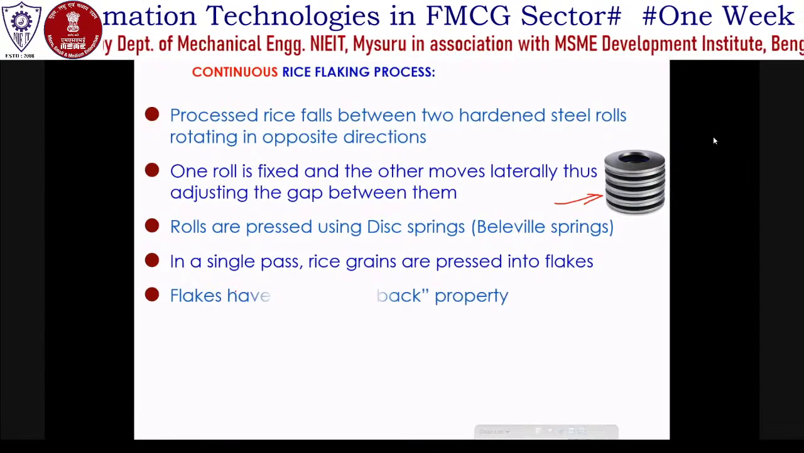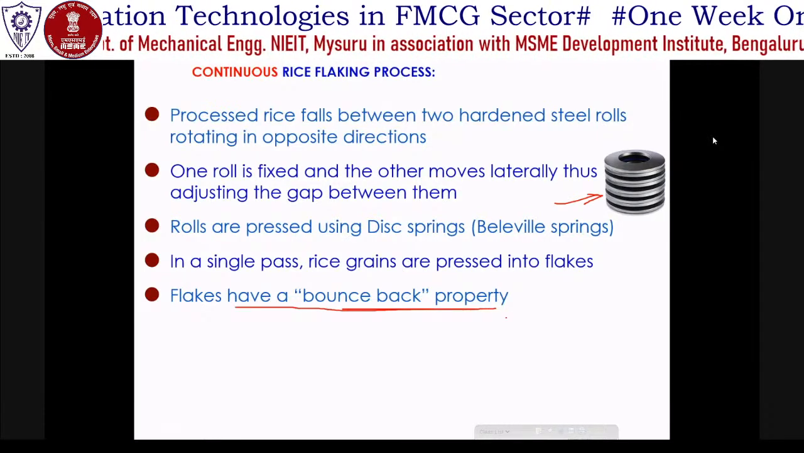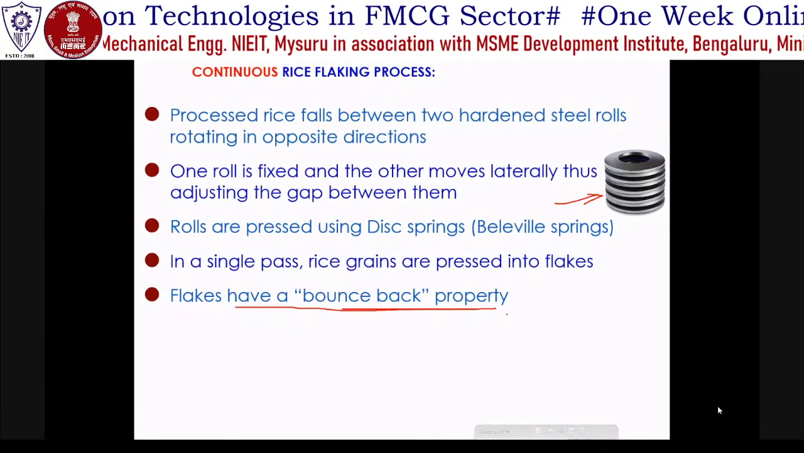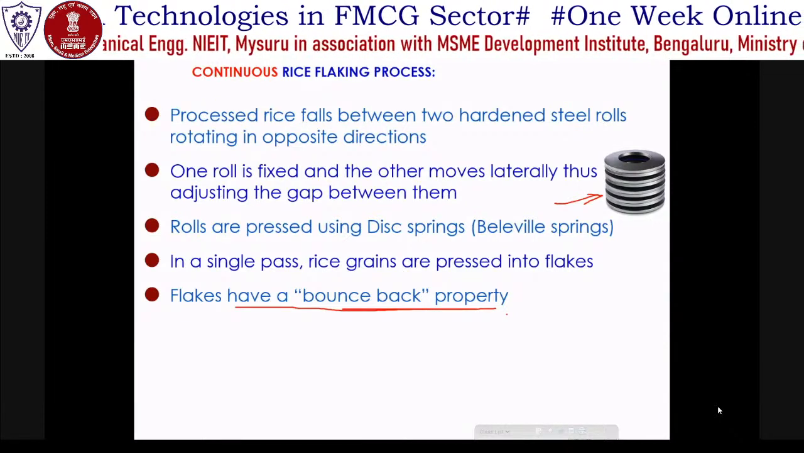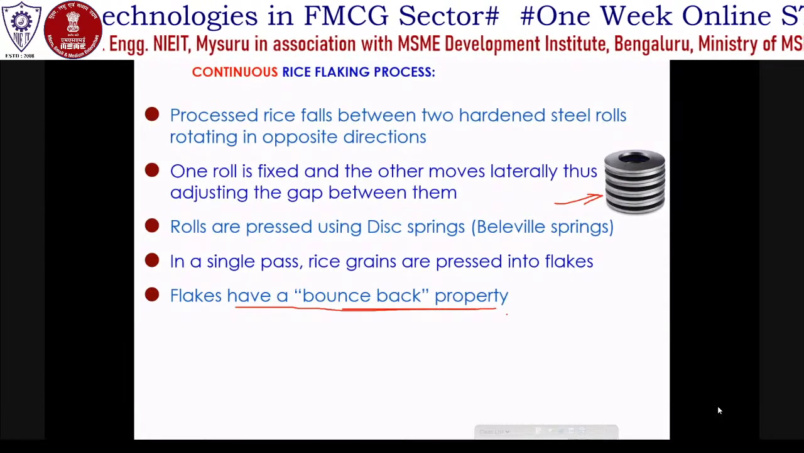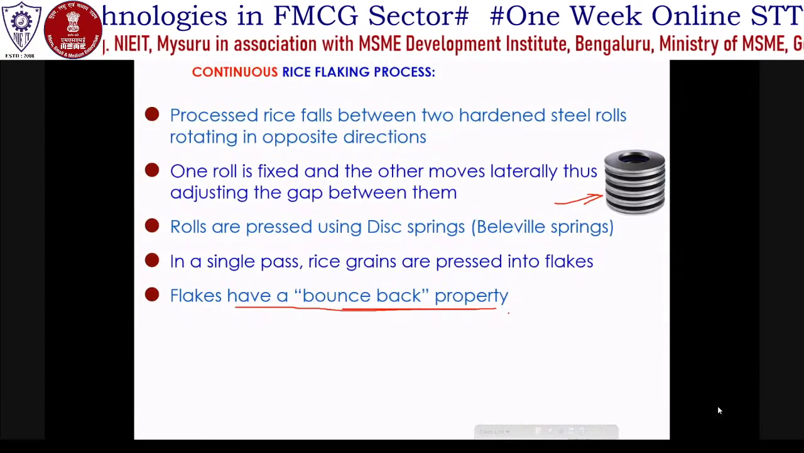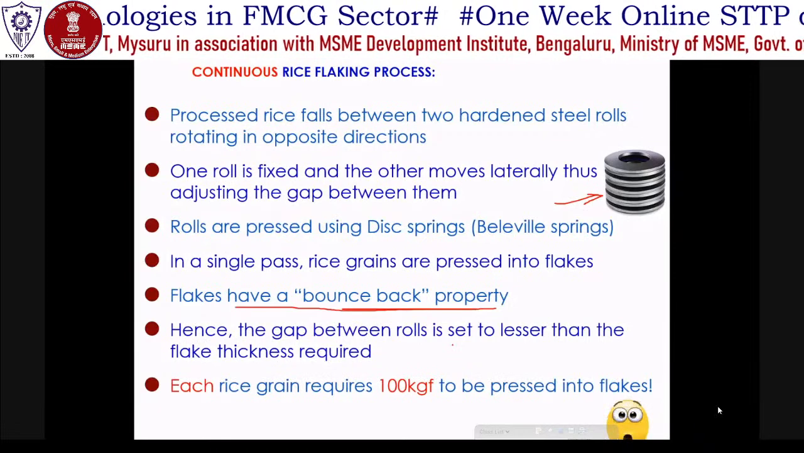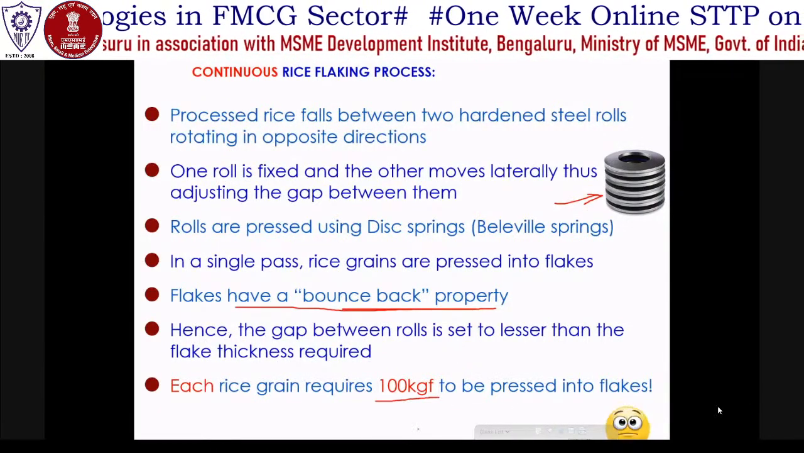So single pass rice flakes, but look at this. The flakes have a bounce back property. So if I press it to 0.4 mm and I leave it, it bounces back to 0.5 mm. So if I want 0.4 mm, I have to press it to 0.3 or 0.35 millimeters. Then only it will come to 0.4. So we need to know the property of the grain before I can design this machine, right? So for each rice grain, it requires 100 kg force to be pressed into flakes.